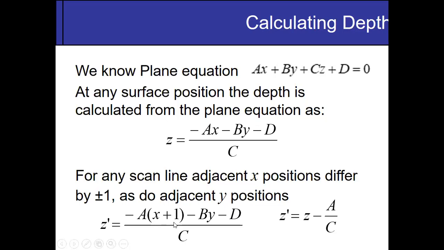Now if you multiply minus A into X plus 1, minus B Y minus D by C, you can easily substitute, because minus AX minus BY minus D by C, I can write as Z. So the entire thing can be written as Z minus A by C. What you essentially do is distribute this A: it is minus AX minus A minus BY minus D by C. So minus AX minus BY minus D by C is your Z. So it is Z minus A by C.